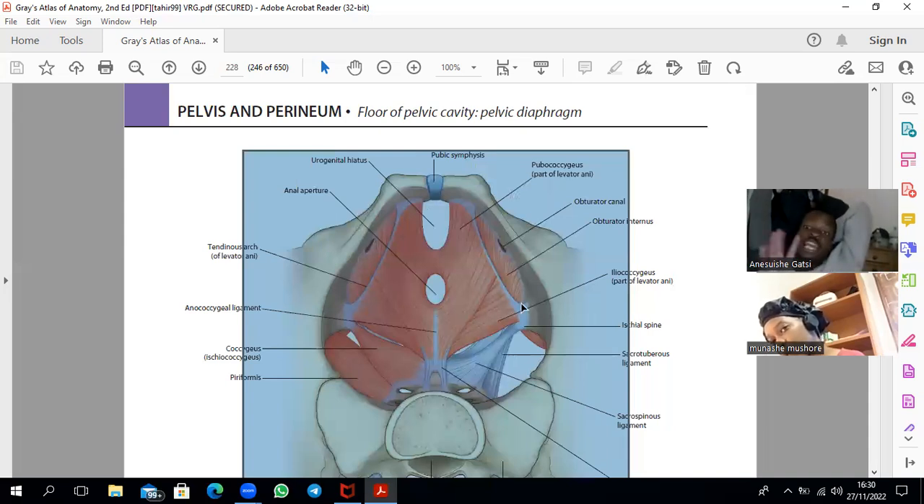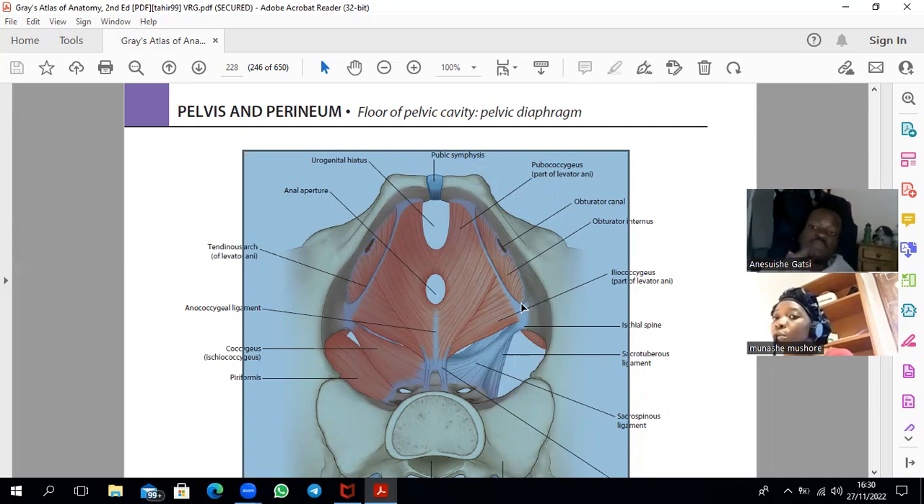And the muscle, collectively, we call it the pelvic diaphragm. So we are seeing from above here. Everything in the pelvis sits on top of it. That's for support. Then everything below the pelvic diaphragm is now in the perineum. So my question is, what is above and what is below?